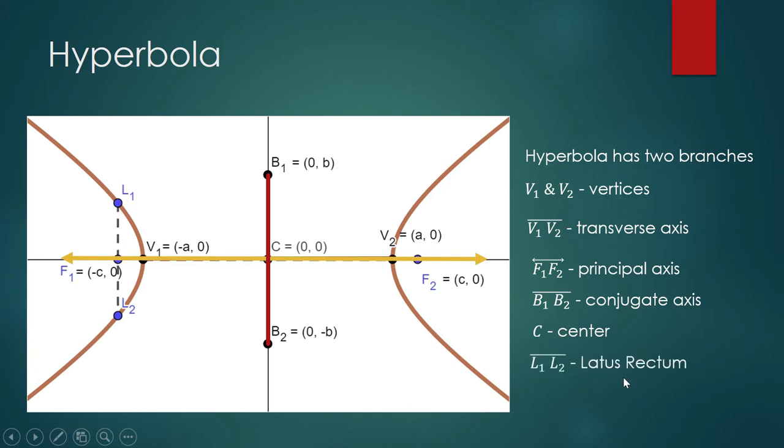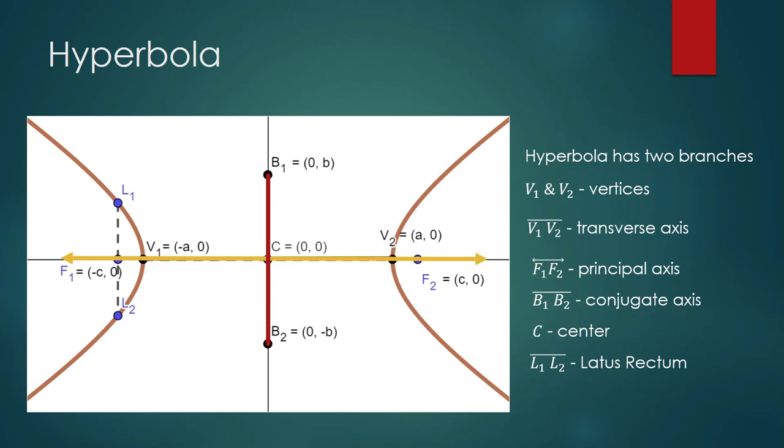We also have this thing called the latus rectum. Going back to your parabola, your latus rectum is telling you the focal width of your parabola. We also had the latus rectum in ellipse. So the same thing goes with your hyperbola. The latus rectum is a line segment passing through the focus and whose endpoints lie in your hyperbola. The latus rectum is perpendicular to your principal axis. So the latus rectum, just like in your parabola and ellipse, is telling you the focal width of your curve.